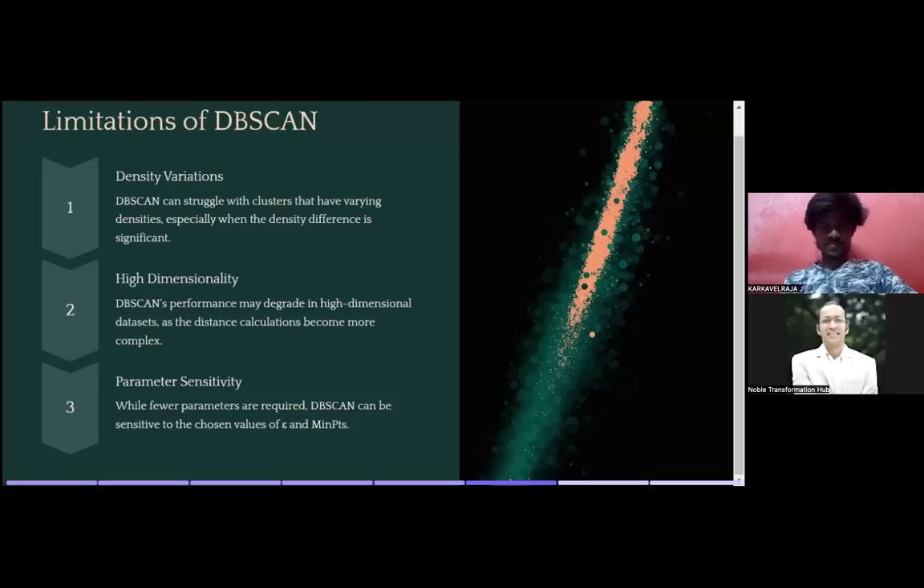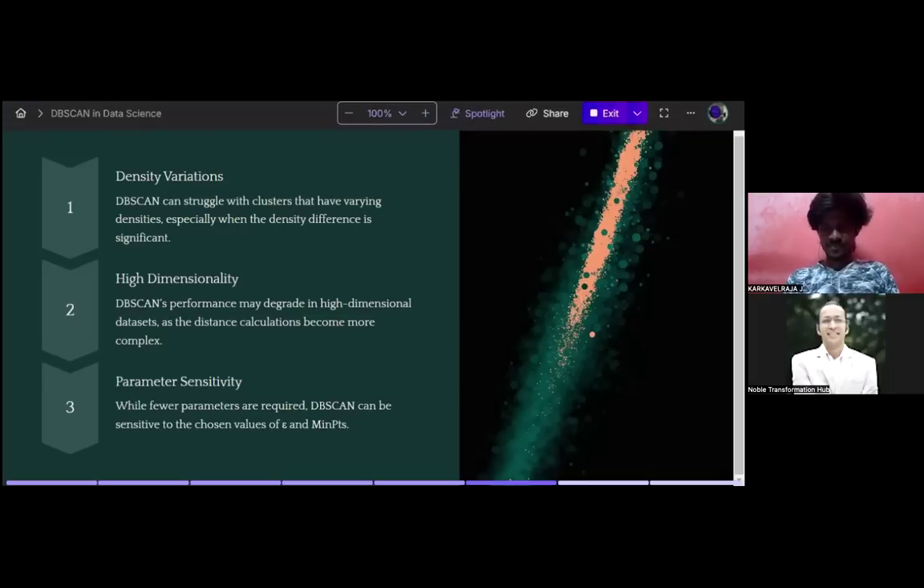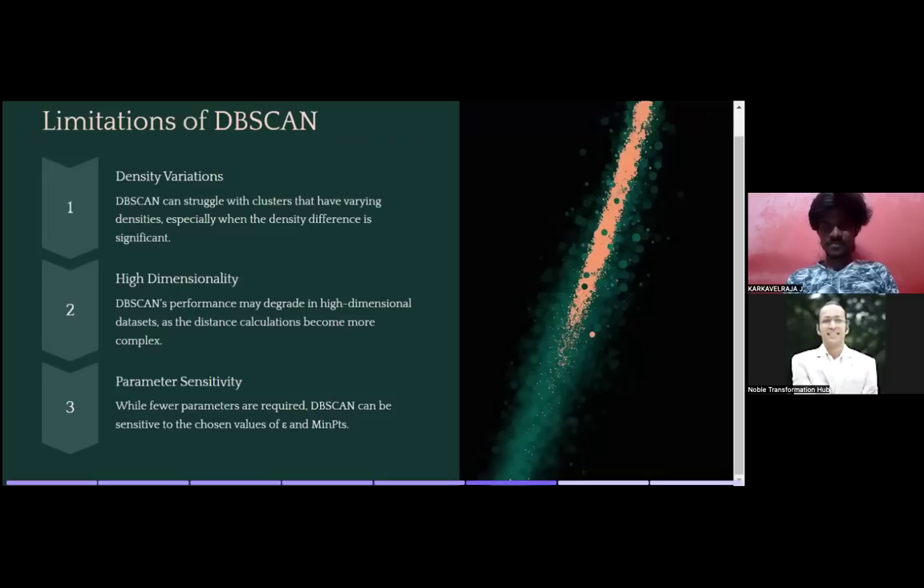DBSCAN performance may degrade in high dimensional data sets. High dimension means when there are a lot of dimensions in the data, we also do dimensionality reduction, right? So can you write in the comment section what algorithm we use for dimensionality reduction?